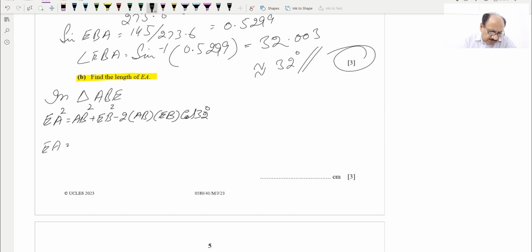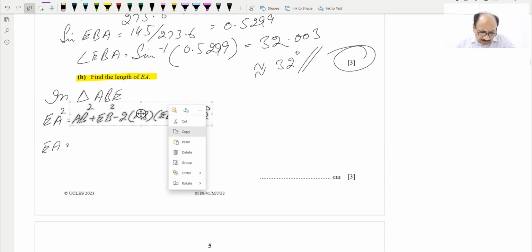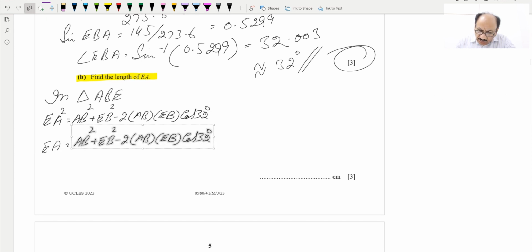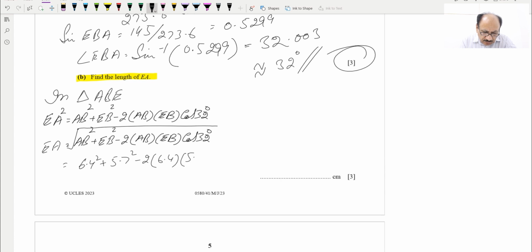EA will be equal to, we can take this one over here, with the square root, because we have removed the square, and now we can square this one, that's why we have taken the square root on the other side. So AB is 6.4, so 6.4 squared plus 5.7 squared minus 2 into 6.4 into 5.7 into cos of 32, and this will be root, and we will find this by calculator.